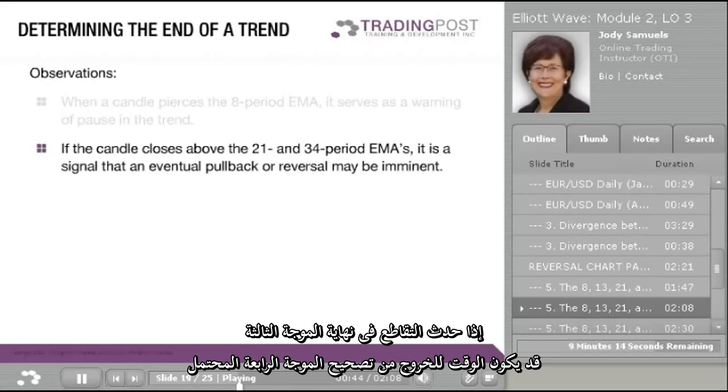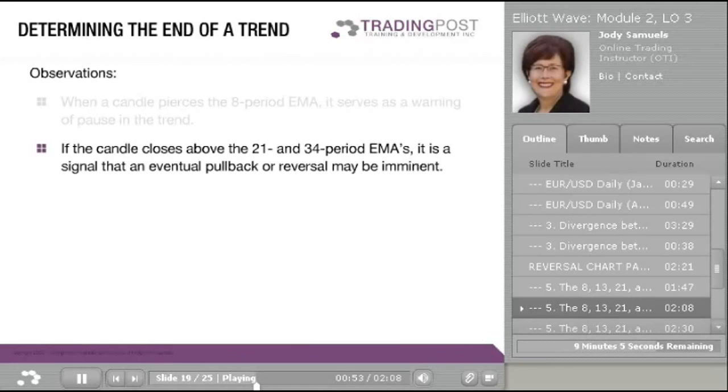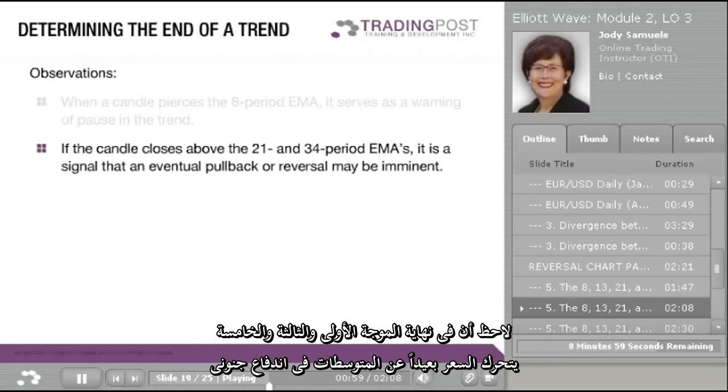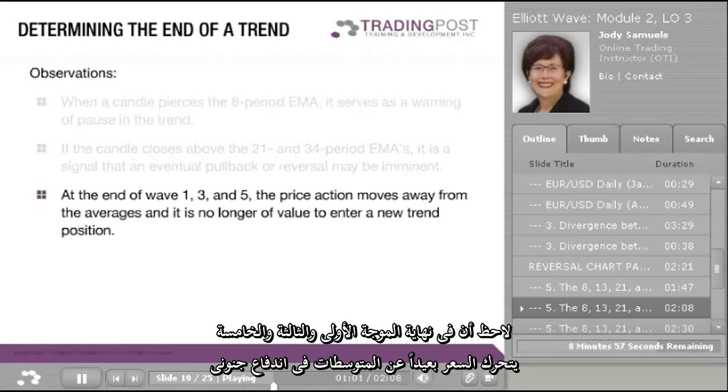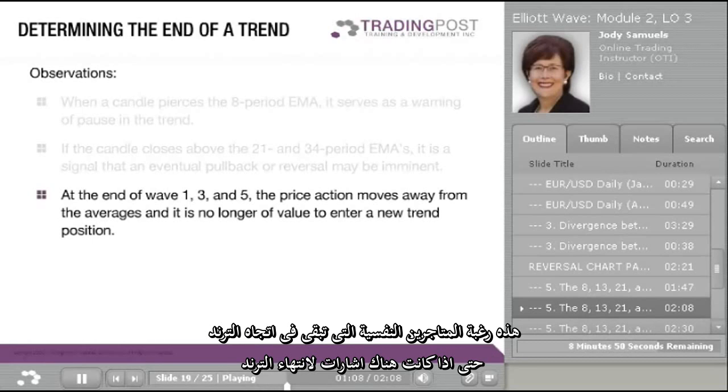If, however, this crossover occurs at the end of a wave 3, it might also be time to exit in the case of a prolonged wave 4 correction. Another observation is how the price action hugs the moving averages. Notice that at the end of the wave 1, 3, and 5, the price action moves away from the averages in an impulsive frenzy. This is traders' emotional desires to stay with the trend, even if there are signs of a completion of the trend.